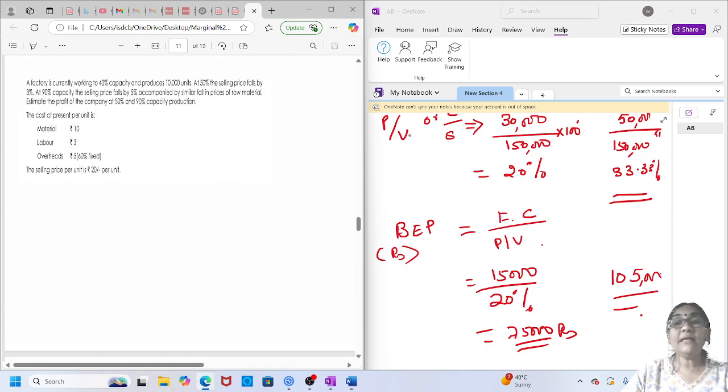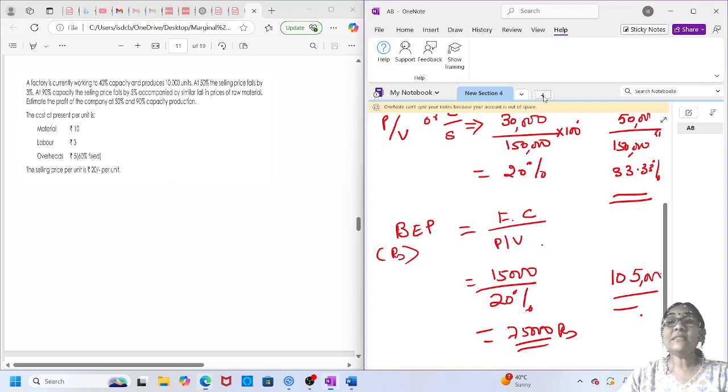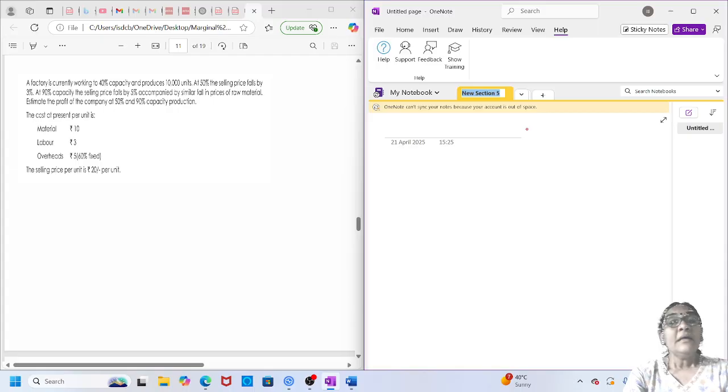A factory is currently working at 40% capacity and produces 10,000 units. At 50%, the selling price falls by 3%. At 90% capacity, the selling price falls by 5%, accompanied by a similar fall in the prices of raw material. Estimate the profit of the company at 50% and 90% capacity production. The cost per unit is material 10, labor 3, overheads 5, where 60% is fixed. The selling price per unit is 20 rupees, right?